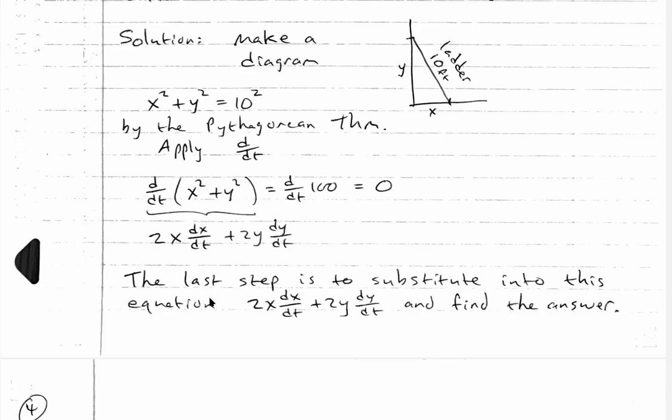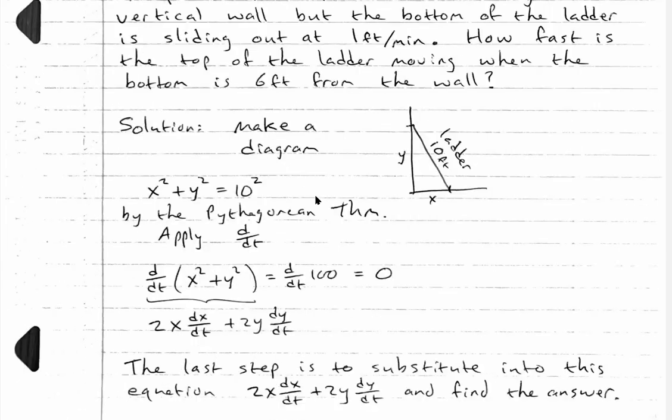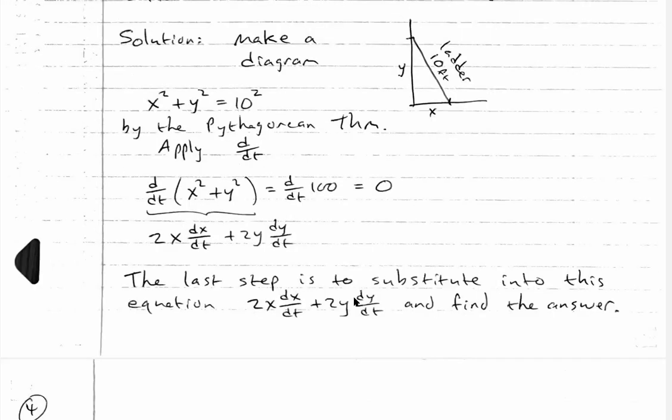Okay, so what am I saying here? So the last step is to substitute. We're substituting the information here into this equation, so this is equal to 0.